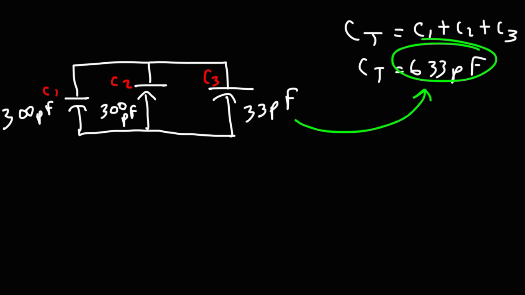So that's basically it for this video. Now you know how to calculate the capacitance needed to create a Hartley oscillator circuit with the desired frequency.